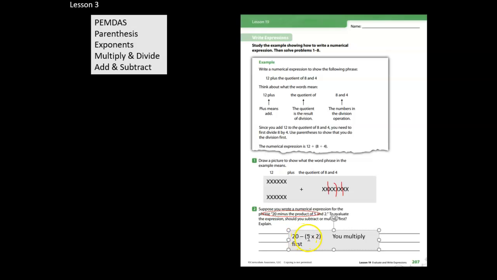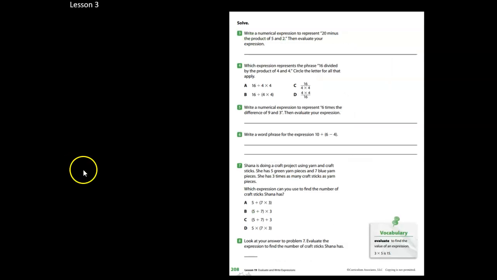So even though the parentheses aren't there, you would do the same thing because you have to multiply before you subtract. Next page, write a number sentence to represent 20 minus the product of 5 and 2, and then evaluate your expression. Number 4, write an expression that represents the phrase 16 divided by the product of 4 and 4.